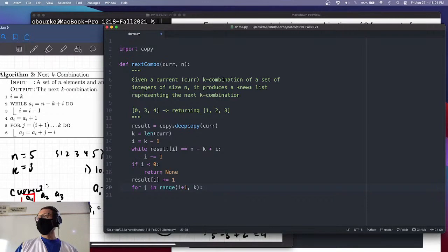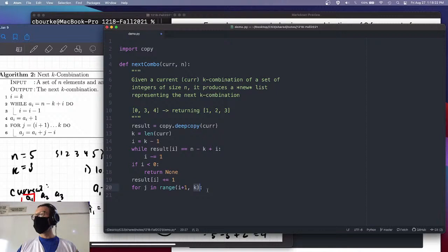Up in here in the pseudocode, it goes up to and including k. Now, if I were to translate this to actual code, I would go k minus one. But that's what the range function does for me automatically. It will only go from this first number, inclusive, to this last number, exclusive. Right, so we're already there.